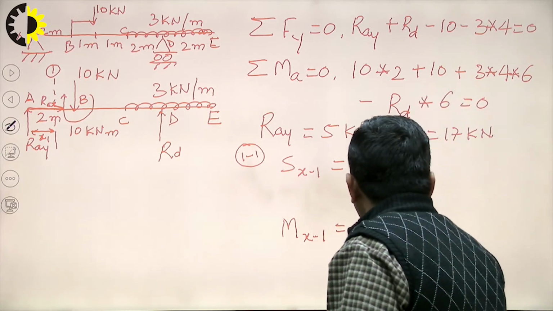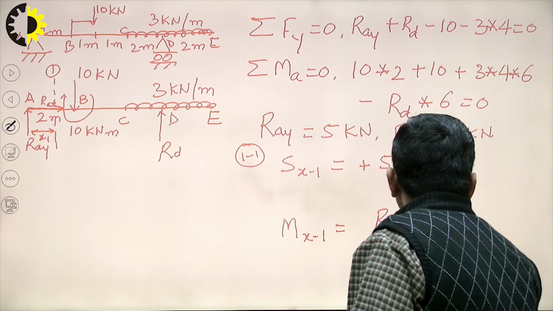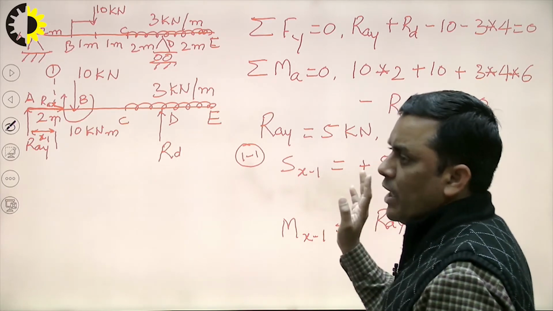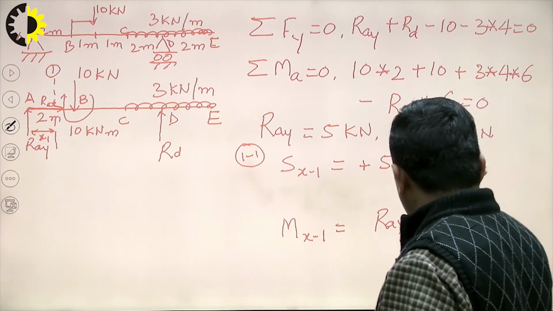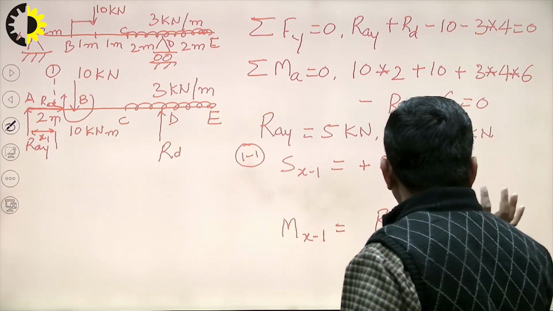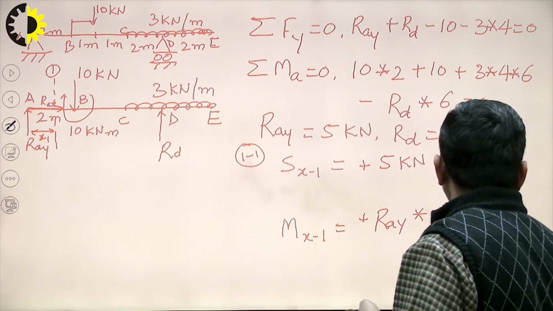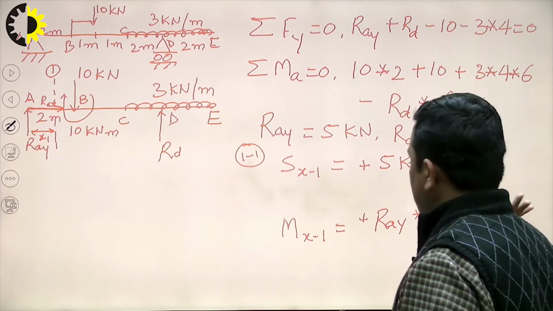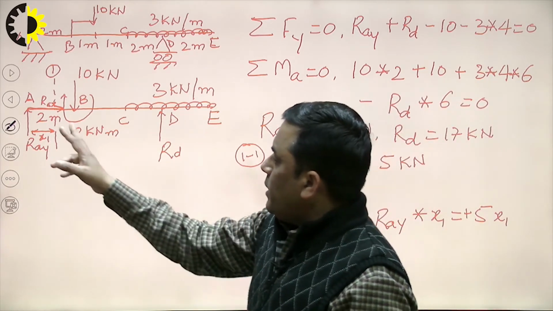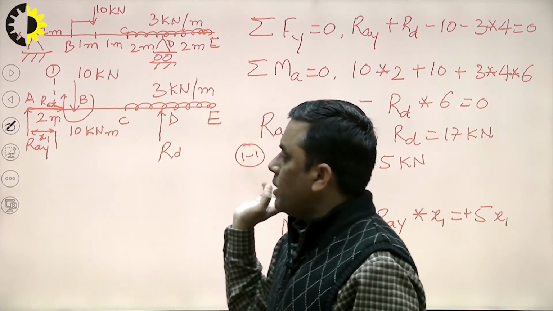So, I can write RAY into x1, x2, x3. I will be taking these for differentiating, so please do not get confused with this, nothing much. So, RAY into x1, and definitely it will be positive. RAY is 5, so it will be 5 into x1. This section plane is valid from point A to point B.